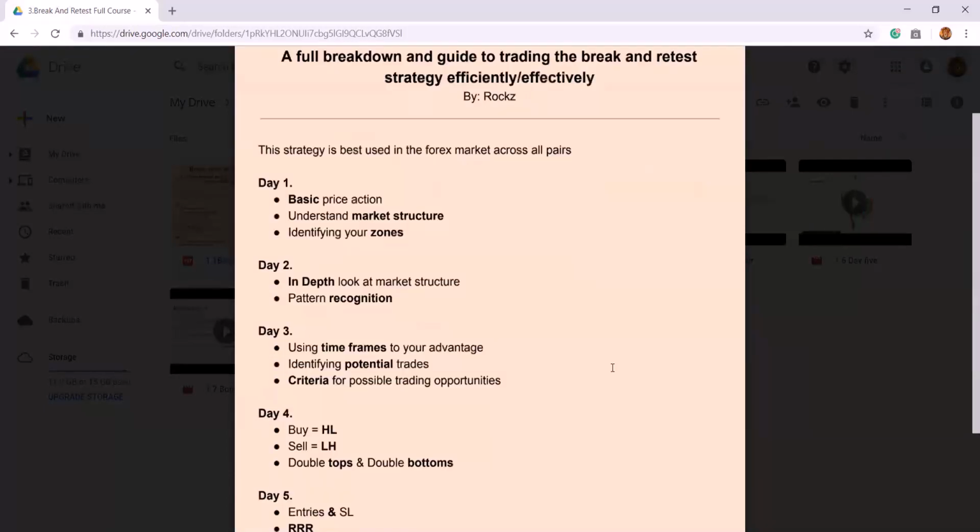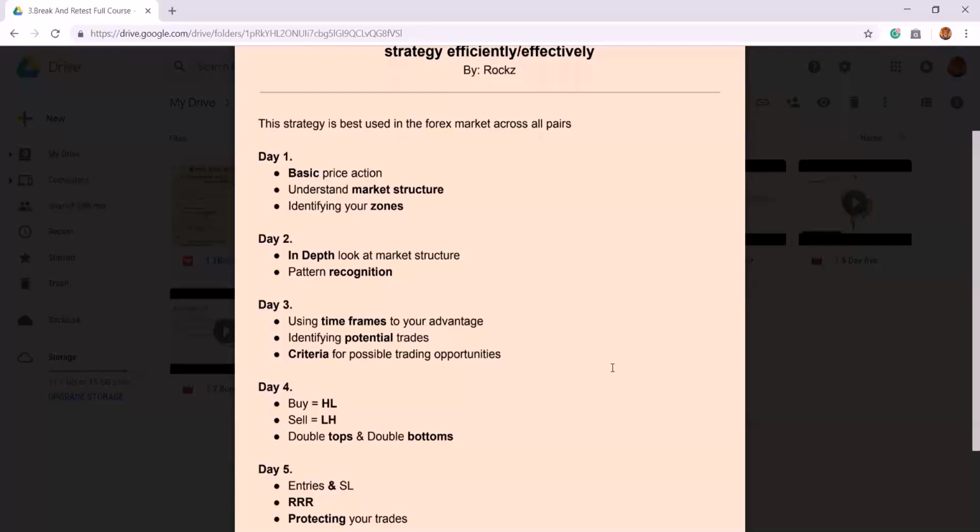Okay, so this strategy is solely to be used in the Forex market. It has not been tested on any other markets, i.e. stocks. So try your best just to stick to the Forex market if you possibly can. And this can be used for major pairs, minor pairs, and exotic pairs. Price action is price action. So I hope you guys find it useful.